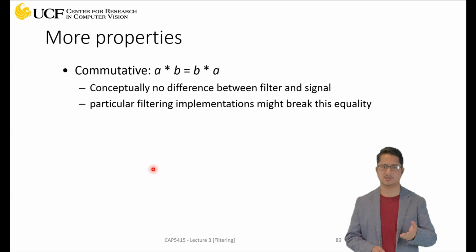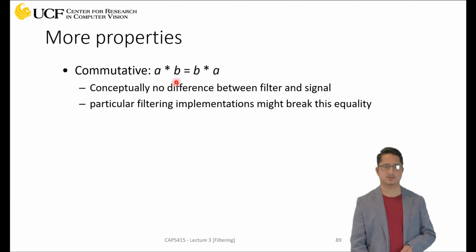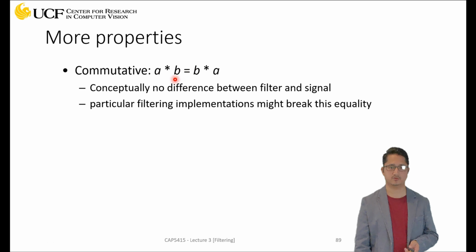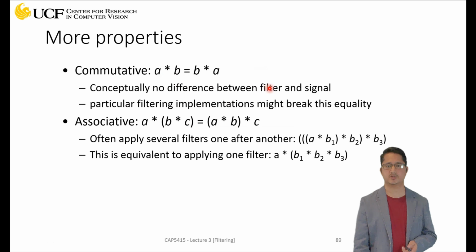Okay, commutative. I think this property we have, oh, we didn't cover this again. So yeah, it came up. We were talking about one being the kernel and one being the image, right? And I said it doesn't matter. You can have this as the image or this as the image, and the result is not going to change. That's the commutative property. So you don't differentiate between your filter and your signal. The signal in this case is your image.